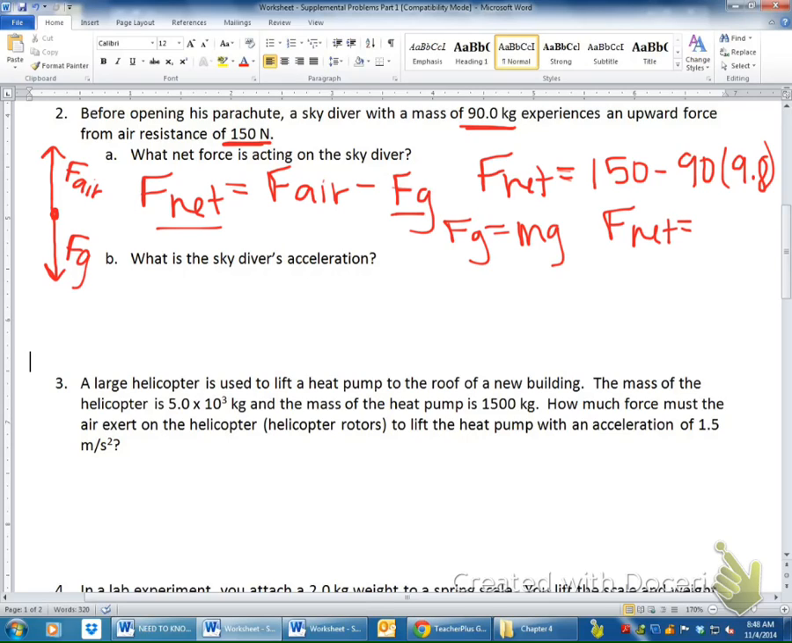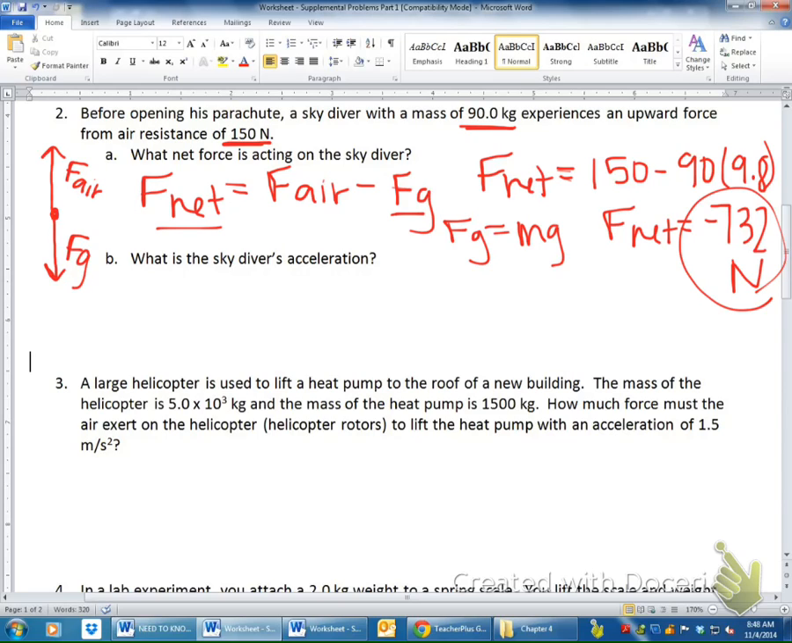So the net force then is what? Negative 732. That's what I got. Okay, if you take 150 minus 90 times 9.8. Okay, what would then be our units for this one? Newtons. Okay, because we're asked for a net force here. We're asked for a force. It has to be in newtons. Okay, this one you think you could have done by yourself? Confident?